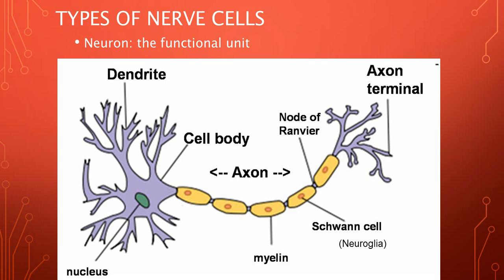This is a little close-up of the neuron. The neuron is the functional unit of the nervous system. That's a really good quiz question right there. So if I ask you what is the functional unit, meaning the thing that does the work of the nervous system in general, you would say it is the neuron.